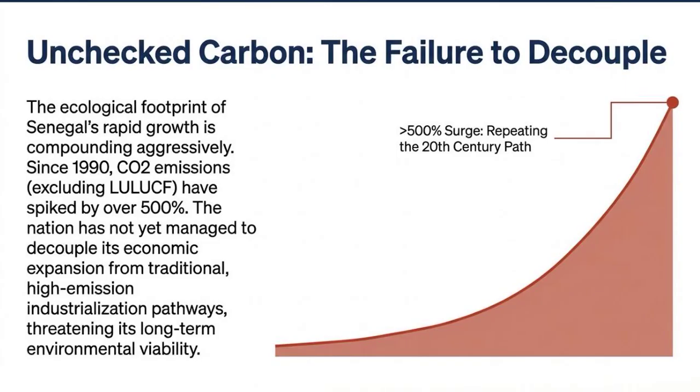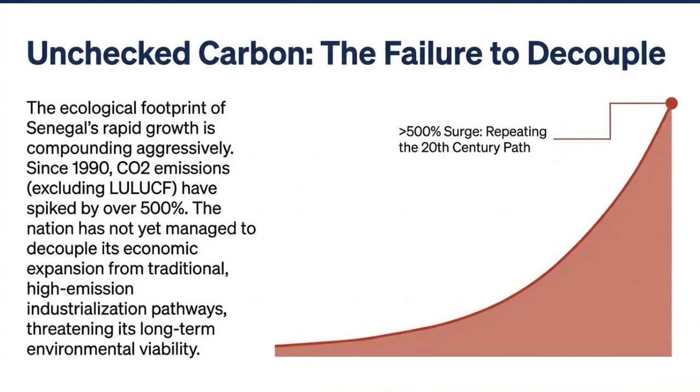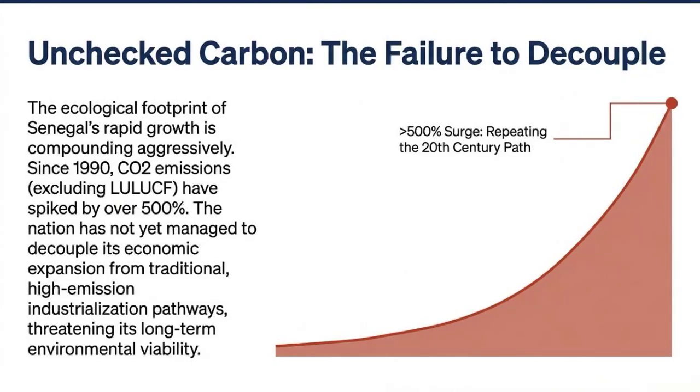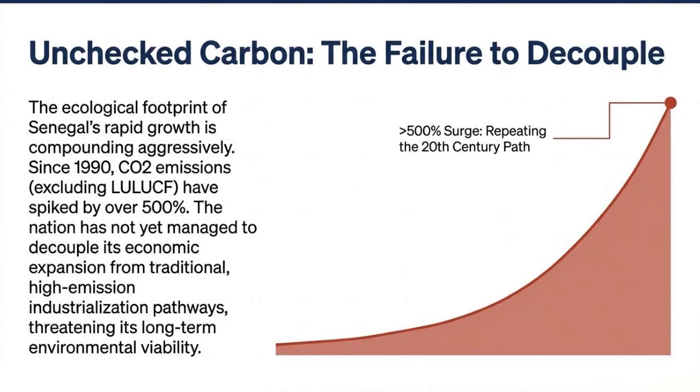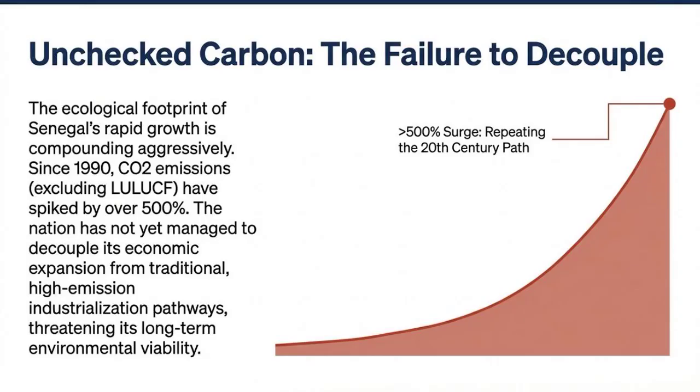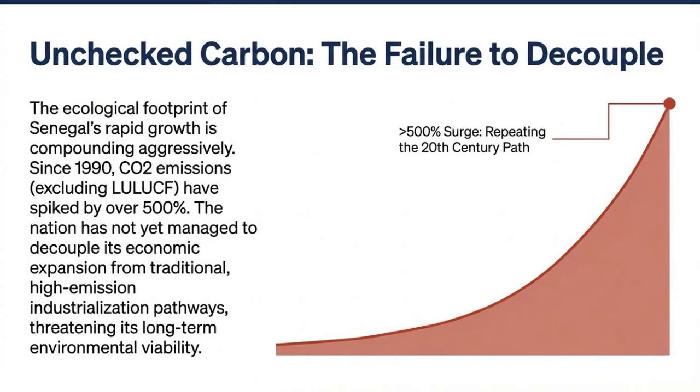The slide visualizes this with an area chart shooting up exponentially from a 1990 baseline, ending with a stark red circle at the top, highlighting a staggering 500% increase. 500%. Many development economists champion the idea of decoupling. Right. This is the hope that emerging nations can utilize advanced digital efficiencies and leapfrog directly into renewable energy, allowing their GDP to grow without a corresponding spike in carbon emissions. But the data here brutally dispels that hope for Senegal. Their growth has decidedly not decoupled from environmental degradation.